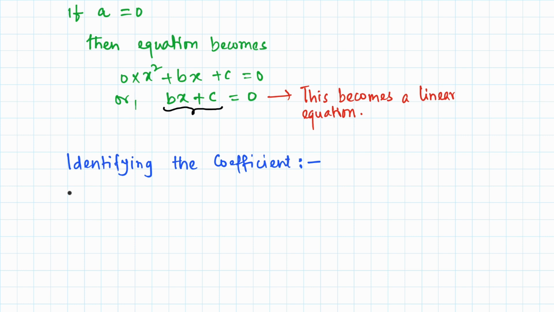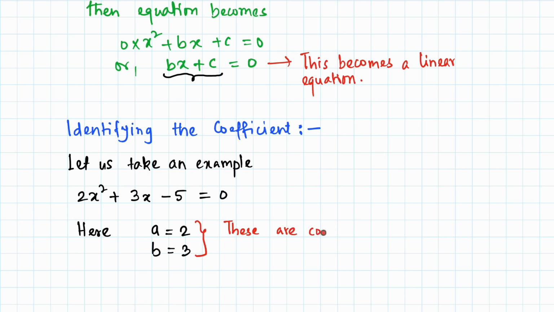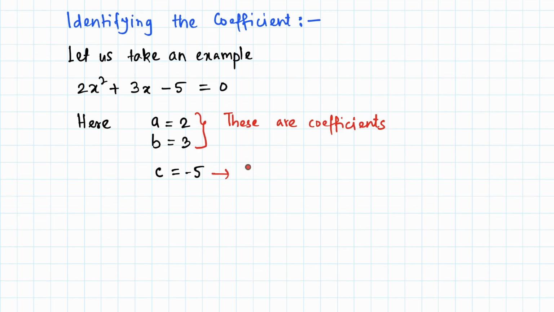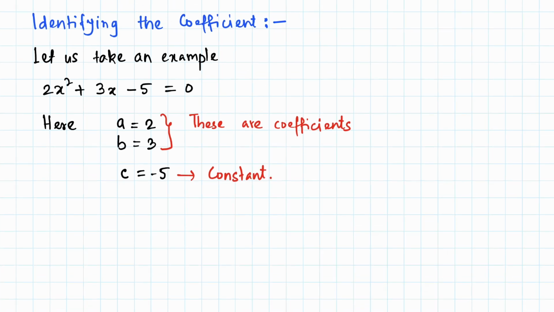Now, identifying the coefficients. Let us take an example, say 2x square plus 3x minus 5 equal to 0. Here a is equal to 2, b is equal to 3. These are the coefficients of the variable x, which are associated with the variable x. And c is equal to minus 5, which is the constant. That is how we identify the coefficients and the constant of the given quadratic equation.